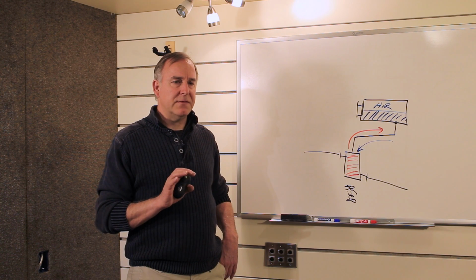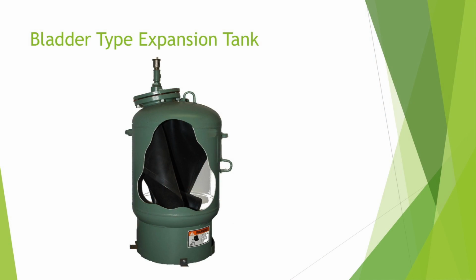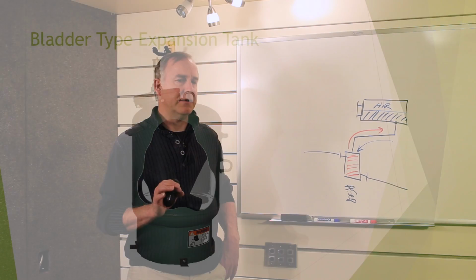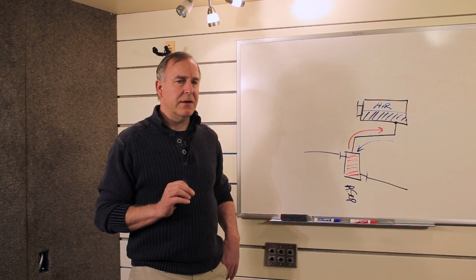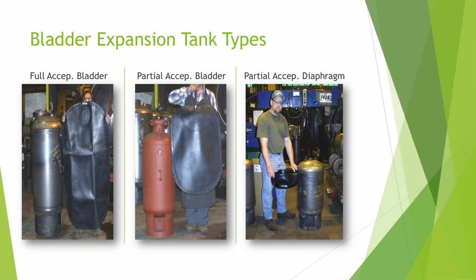There's two general classifications in these captive air tanks. There's bladder style tanks and diaphragm style tanks. So what you're looking at on the drawing on the left side of the PowerPoint is what's known as a full acceptance bladder tank. This is going to be an ASME code designed tank built to ASME specifications. But let's say, for example, that was a 100-gallon tank. There'll be a 100-gallon bladder in there. So that's a full acceptance bladder.